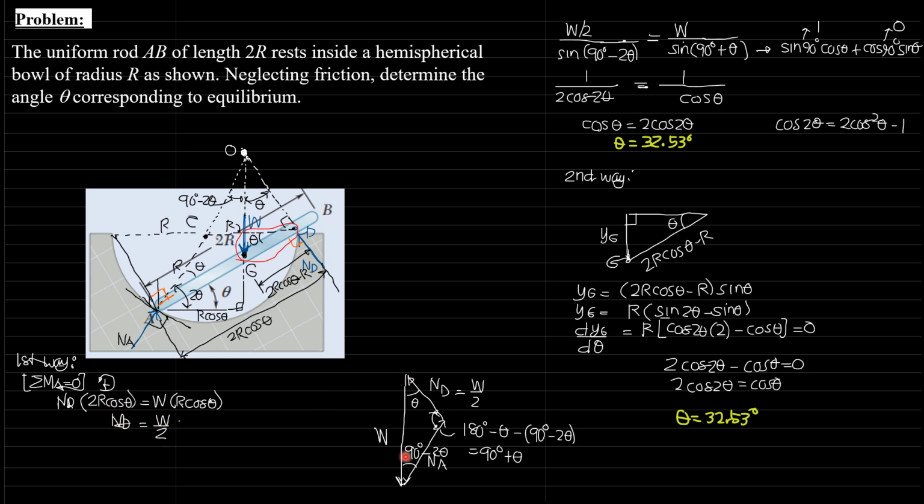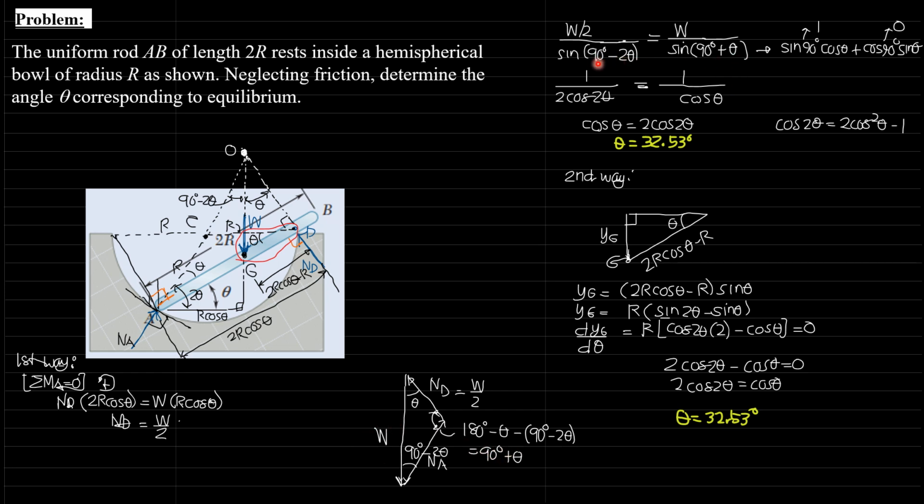Then considering this force triangle, we have the weight vertical, N sub A, which makes an angle with the vertical of 90 degrees minus 2 theta. Then this is N sub D, which is W over 2, which makes an angle with the vertical of theta. Therefore, this angle opposite to W is 180 degrees minus theta minus the quantity 90 degrees minus 2 theta. Simplifying, that's 90 degrees plus theta. So by sine law, N sub D, which is W over 2, is to sine of the quantity 90 degrees minus 2 theta as W is to sine of 90 degrees plus theta.